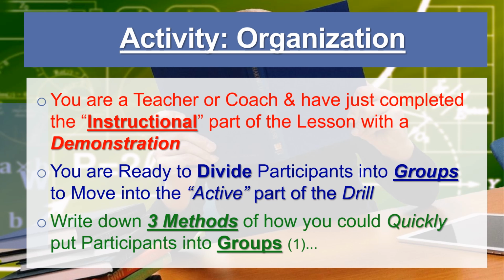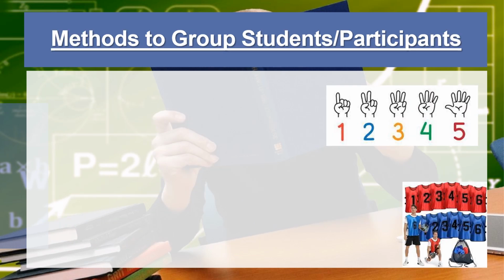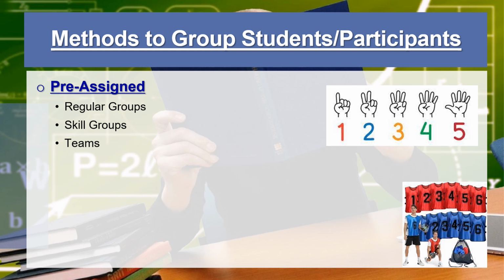All right, so hopefully you came up with a couple of ideas, but here's some different ways. First of all, you could have your pre-assigned groups. These could be your regular groups. So you have people in squad lines, you have them in teams. They might have 3 or 4 people, right? So you might do that and just have regular groups.